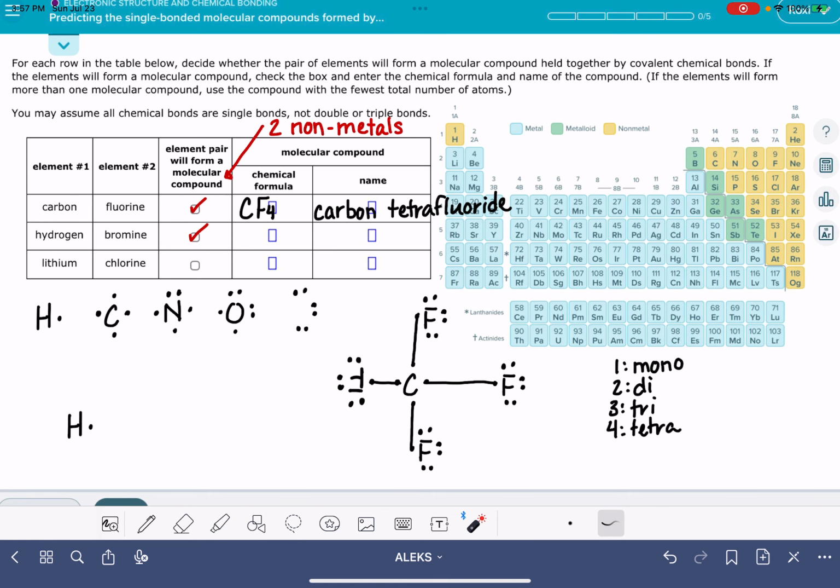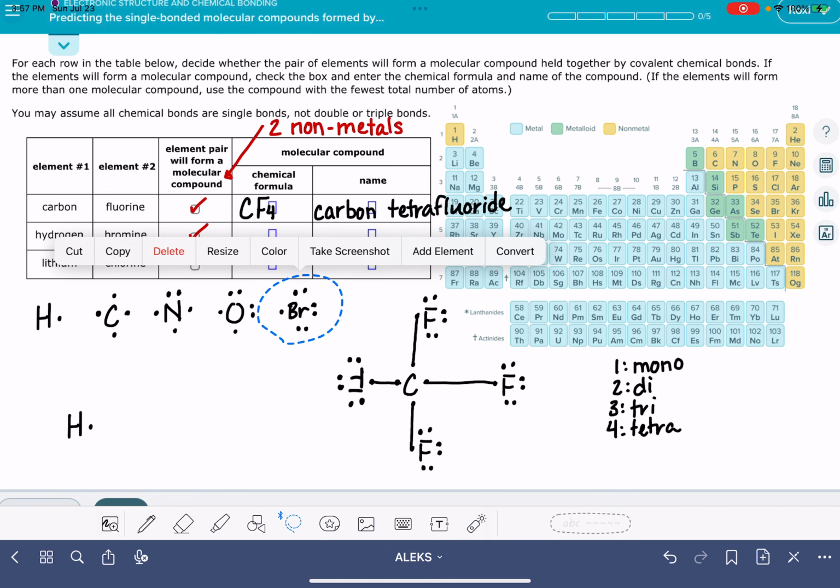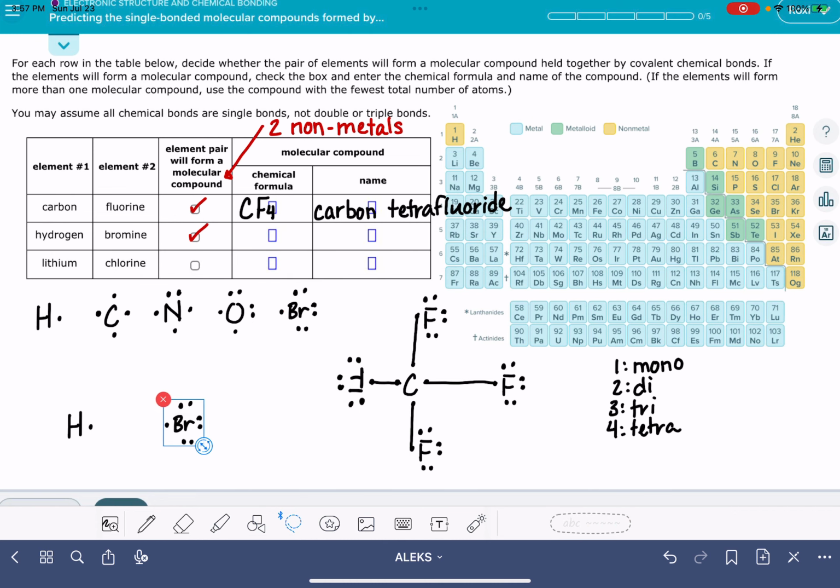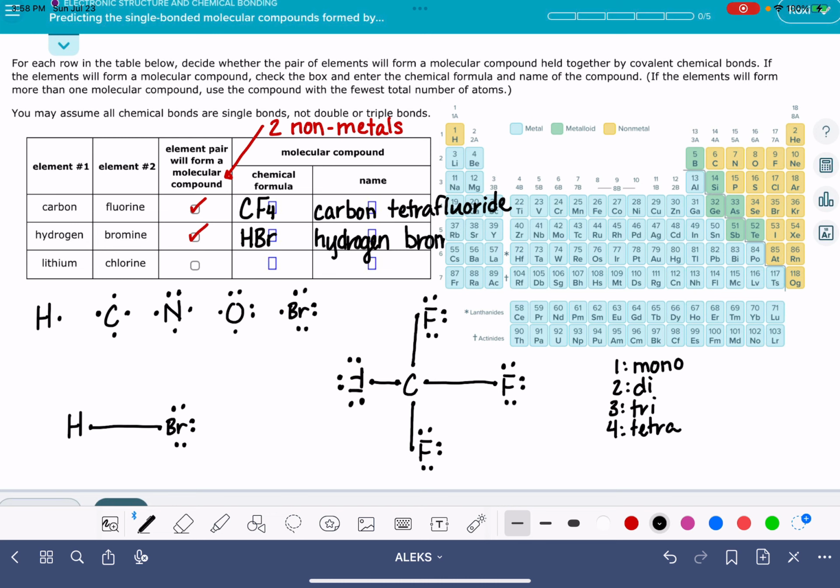So what I can do is just change my fluorine into a bromine, and that is still a valid Lewis dot symbol. I keep mixing that up. Okay, so for every electron that is unpaired, we need to match it up with an unpaired electron from the other atom. Boom, there we go. That takes care of all of them. That is HBr. And this molecule's name is hydrogen bromide. Don't forget to change the ending from bromine to bromide.